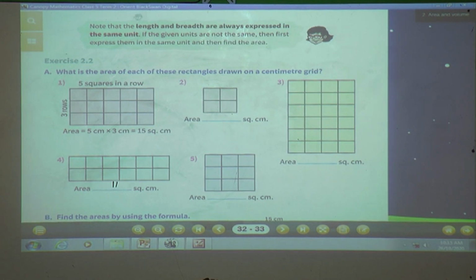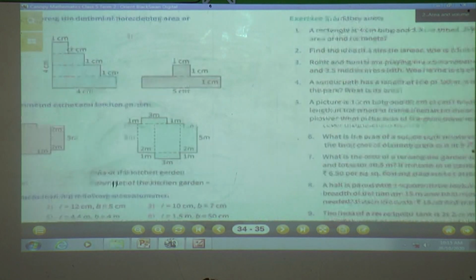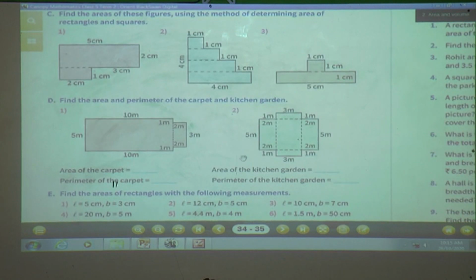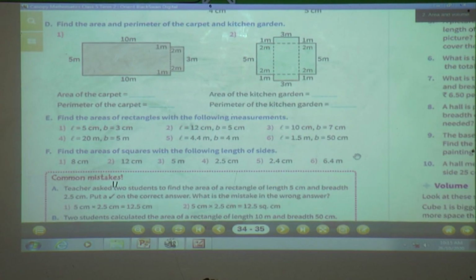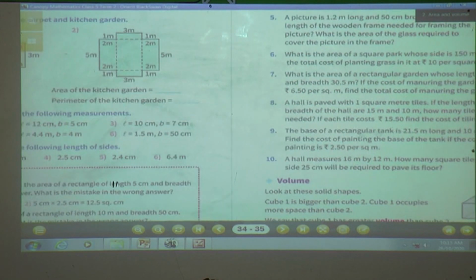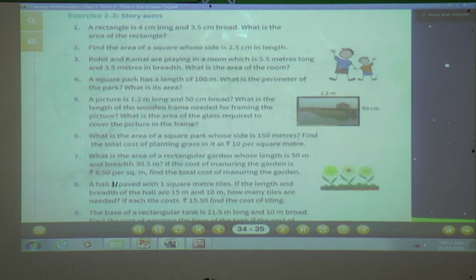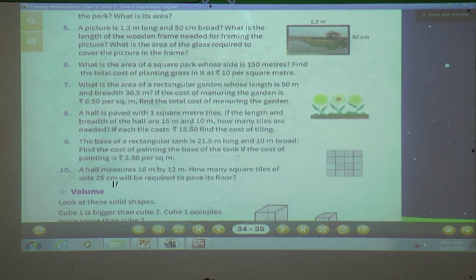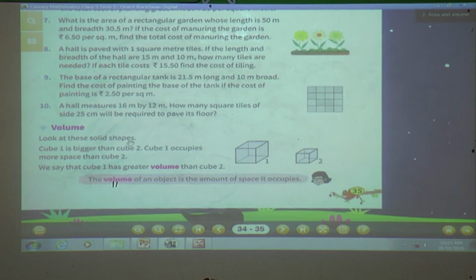Page number 34. Here also the examples. So just put the values in the formulas, you will get the answer. Here are some story sums on page number 35 based on area of rectangle and square. Now volume. See, the volume of an object is the amount of space it occupies.